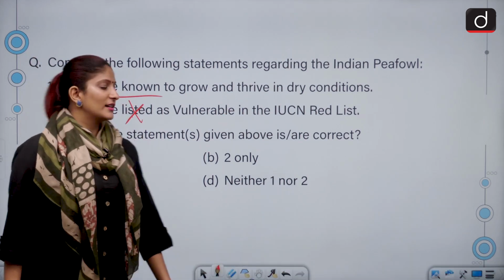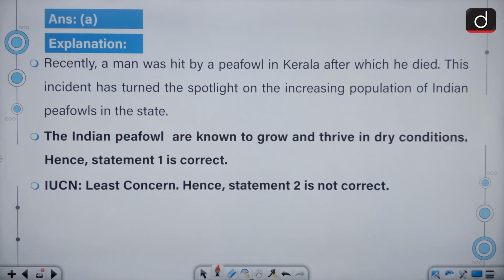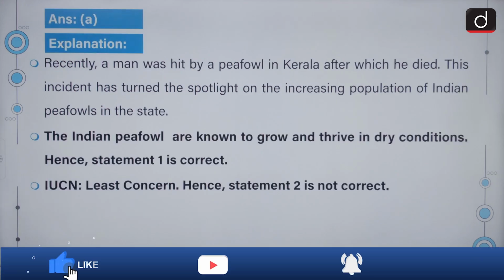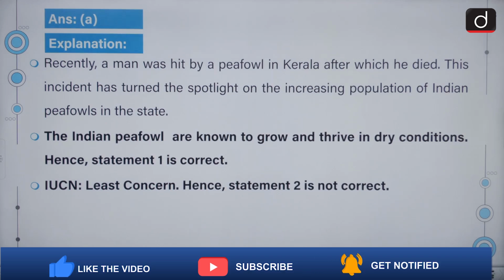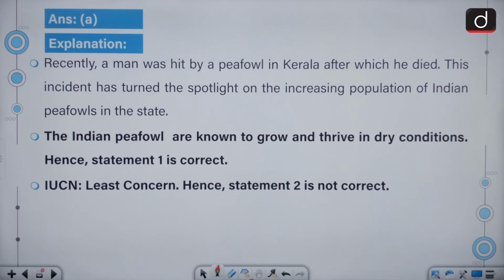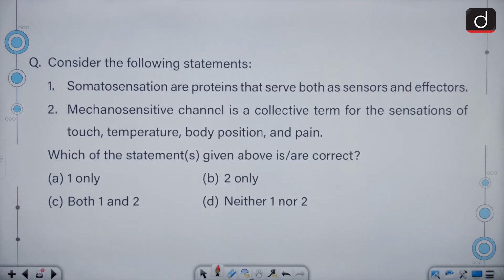This is correct. The correct answer is option A. Recently, a man was hit by a peafowl in Kerala, after which he died. This incident has turned the spotlight on the increasing population of Indian peafowls in the state. The Indian peafowl is known to grow in and thrive in dry conditions, and its IUCN Red List status is least concern. Consider the following statements.